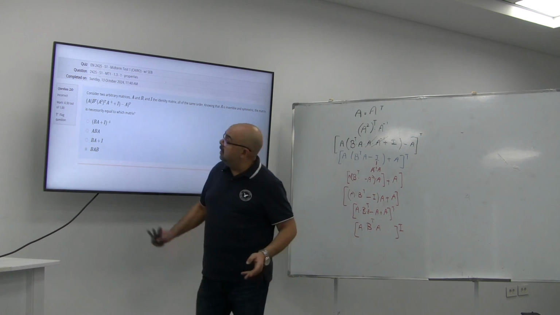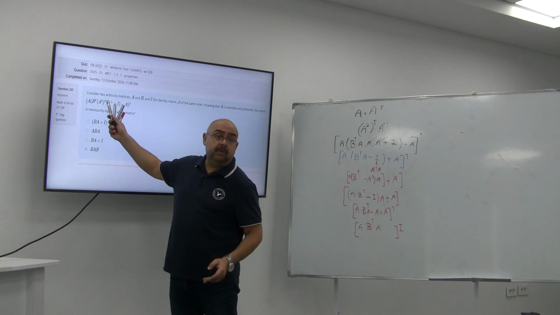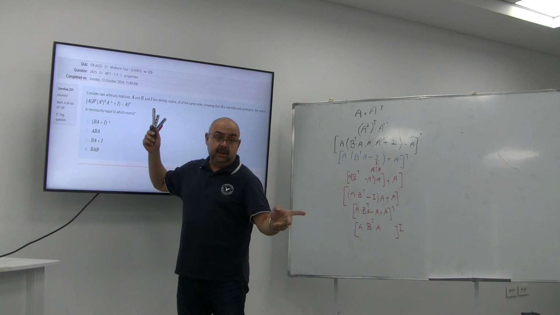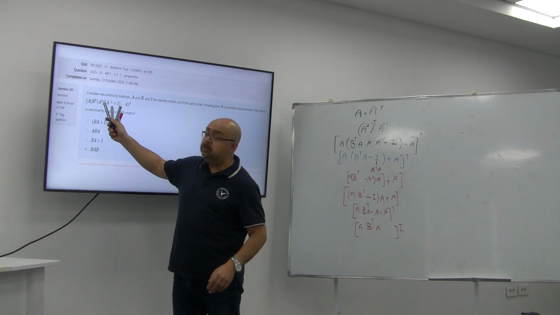What do I know now? That this A to the power of 2 has a transpose, and I know that symmetry means that A transpose equals A. So actually this is A to the power of 2.